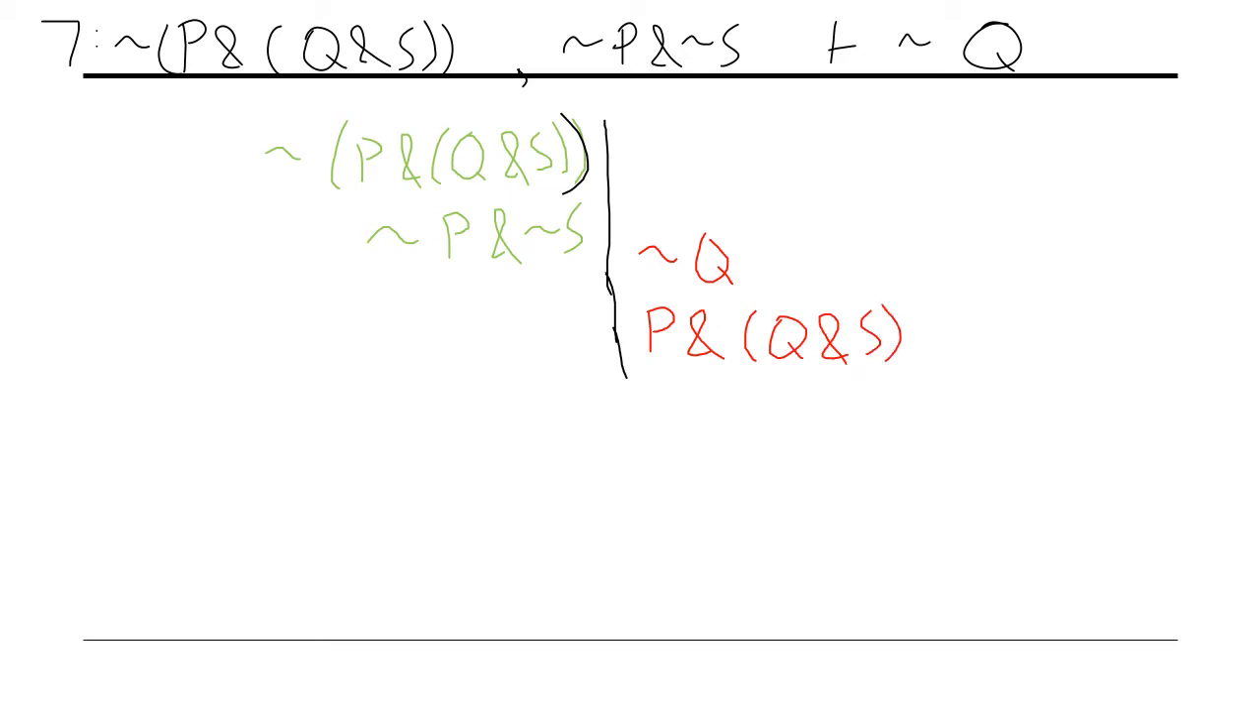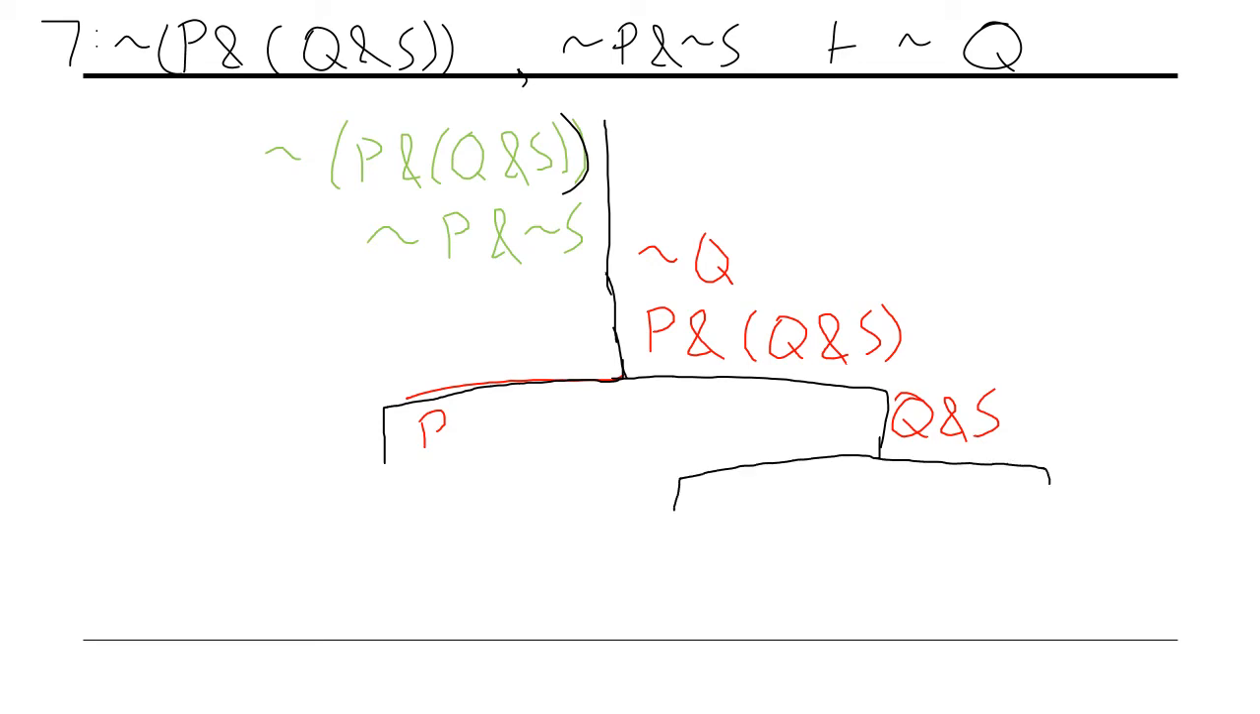Now we've got an ampersand on the right hand side. So branch it off. P will go here, Q and S will go here. Now I've still got this ampersand here that's on the right hand side. Q, S. So all of this was this premise.